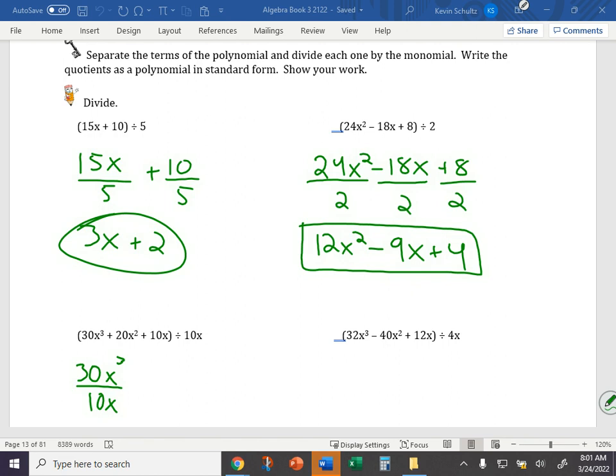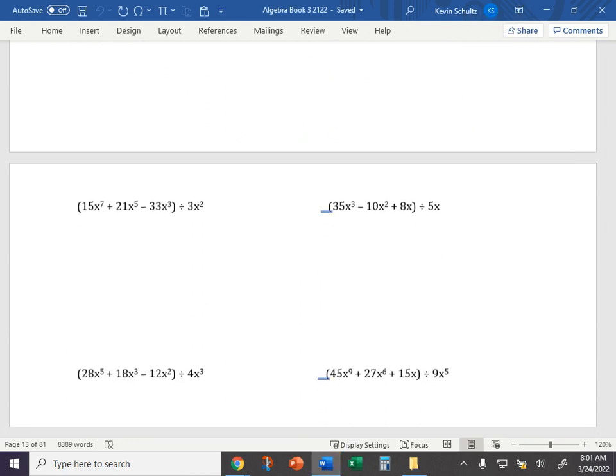I think all the ones on the back side have variables also, so we'll get back to some of those. Pick what you want to do.